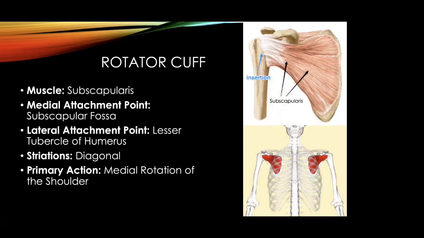Next muscle of the rotator cuff, the last one, is the subscapularis. The medial attachment point of the subscapularis is the subscapular fossa, and the lateral attachment point is the lesser tubercle of the humerus. The striations of this muscle are diagonal, and the primary action of the muscle is the medial rotation of the shoulder joint.